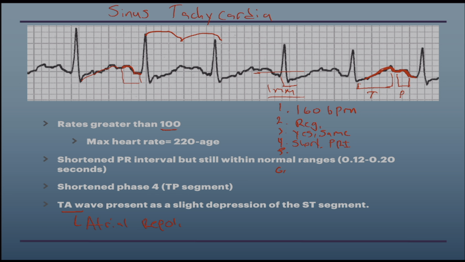Question number 5. I'm asking myself, is the QRS narrow or wide? I can see here that it starts here. There's 1 box, there's about 2 boxes, so that would be 0.08 seconds. That's going to be narrow.